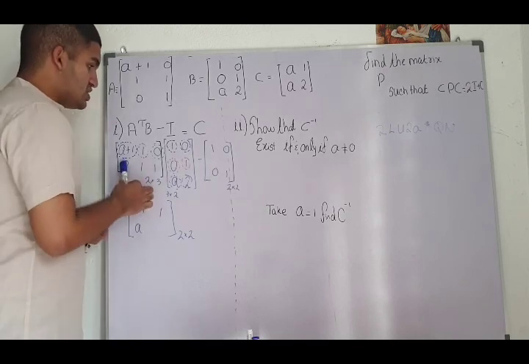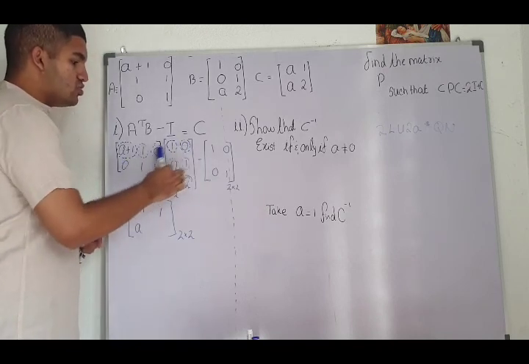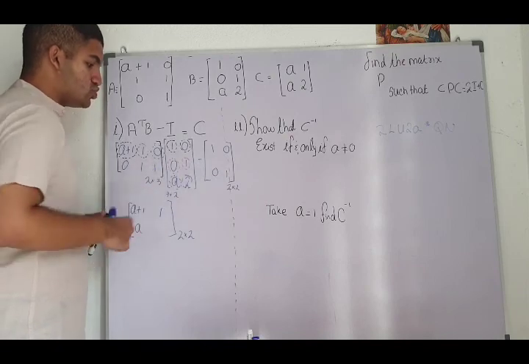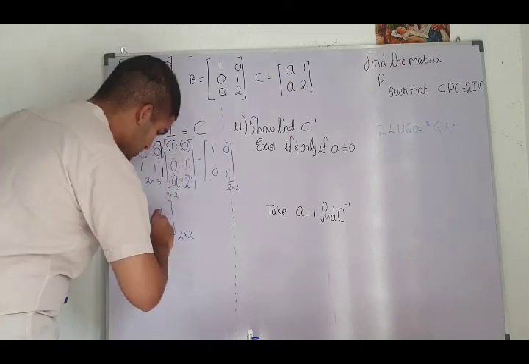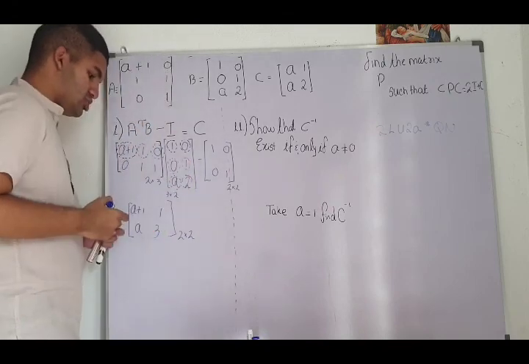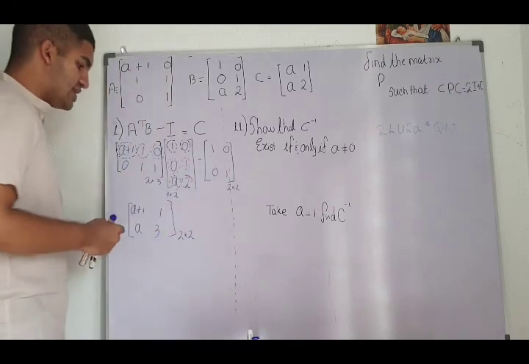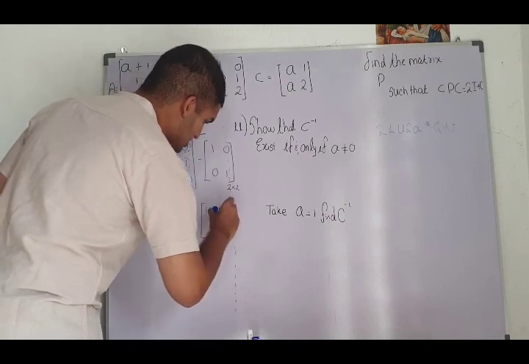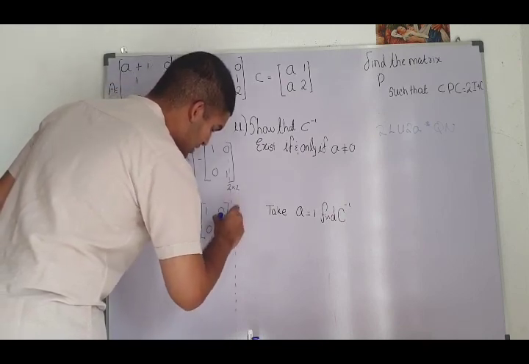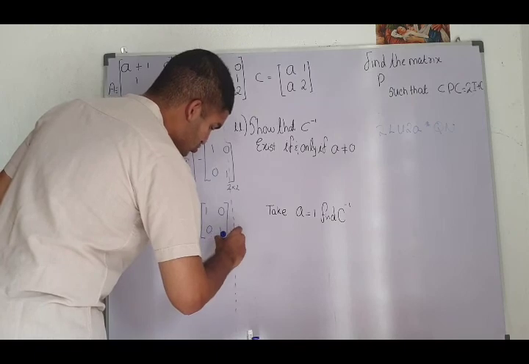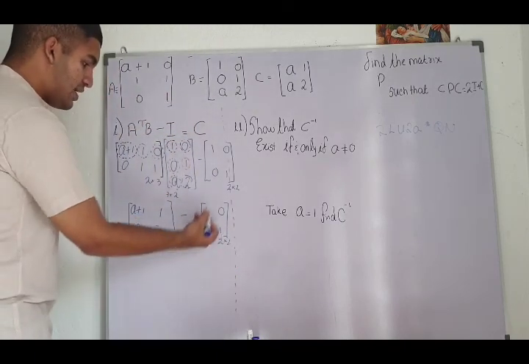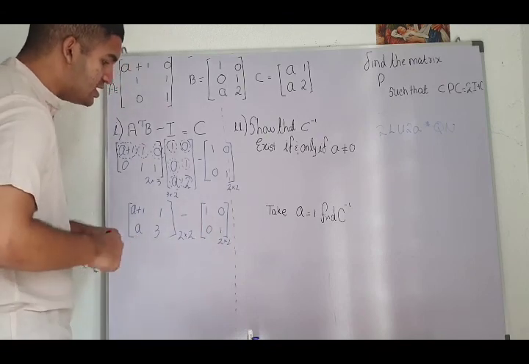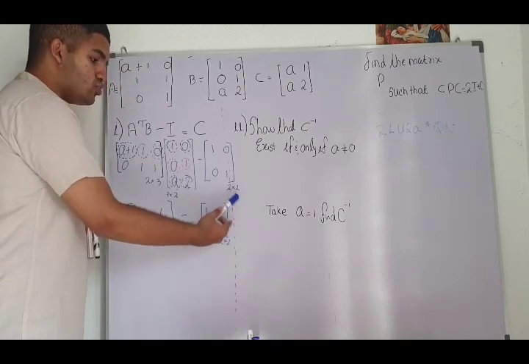Next thing, this and this: 0 into 0 plus 1 into 1 plus 1 into 2 will give you 3. So now you have this matrix right here. You can subtract it with the identity matrix like this, and 2 into 2.